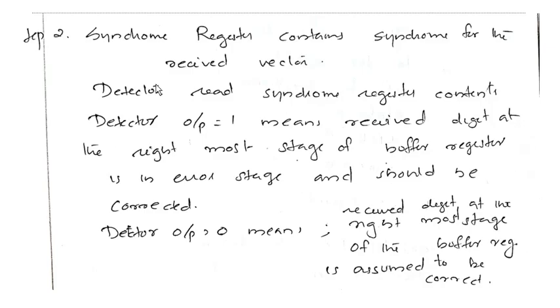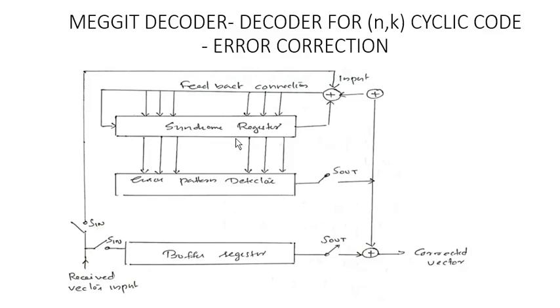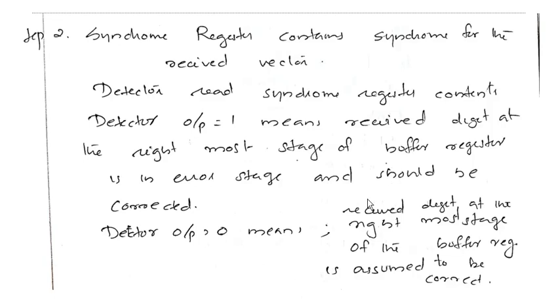Then the syndrome register contains the syndrome for the received vector. So the syndrome register calculates the syndrome. If the detector reads the syndrome register content and the detector output equals 1, it means the received digit at the rightmost stage of the buffer register is in error and should be corrected. So after finding the syndrome, this error pattern detector will read whether it is 1 or not. If it is 1, the rightmost bit of the buffer register content is in error, so that will be corrected.